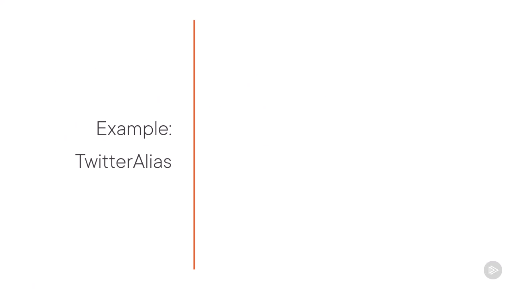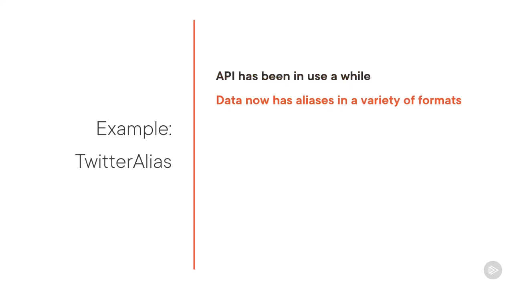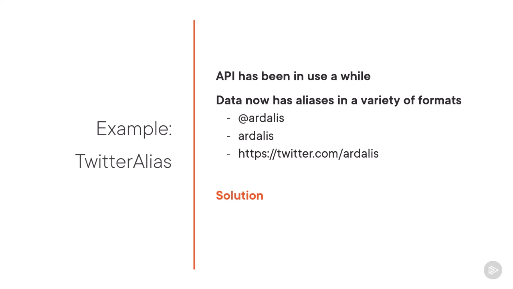As an example, let's say that I want to change how I accept a Twitter alias into my APIs. Let's assume that the API has been in use for a while, and the data in my system now has aliases in a variety of formats. Some use an @ prefix, some don't. Some include the full URL. So my solution to try and fix this problem with data coming in different formats might be to apply stronger model validation. Unfortunately, if I go this route, I'm going to break clients that are already assuming one of the other formats than the one I pick.